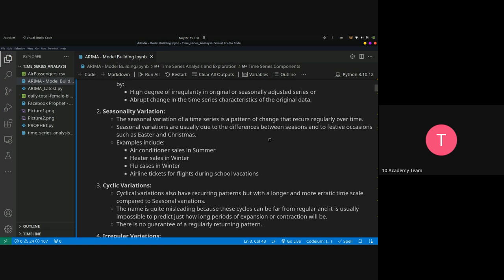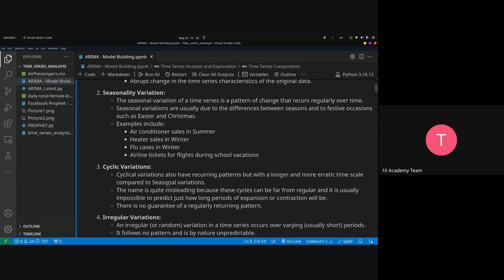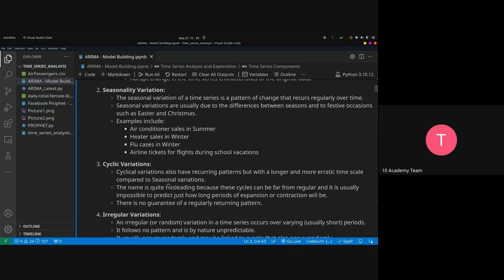For example, sale of air conditioners in summer, right? There are different examples that depend on the season, right? So during summer, people buy the air conditioner. Since it's summer, that means we feel hot, so we want to get cold. So there are different examples of seasonality.